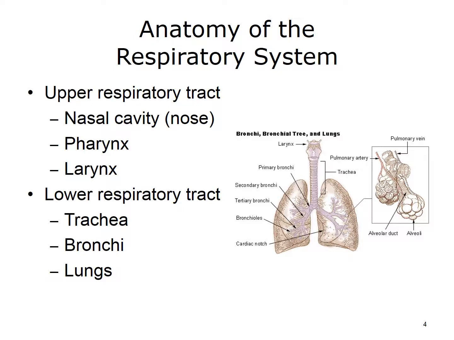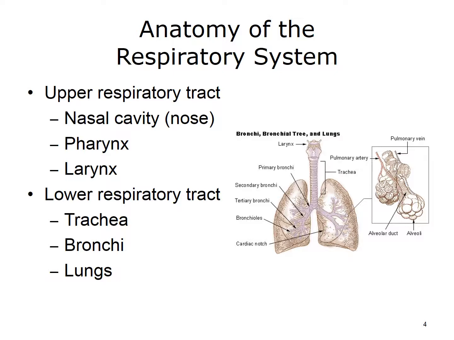Now let's take a closer look at the anatomy of the respiratory system. The nasal cavity, or nose, is the external portion of the respiratory tract. The nose filters small particles out of the air and warms and humidifies the air breathed. It is also the primary organ for the sense of smell.